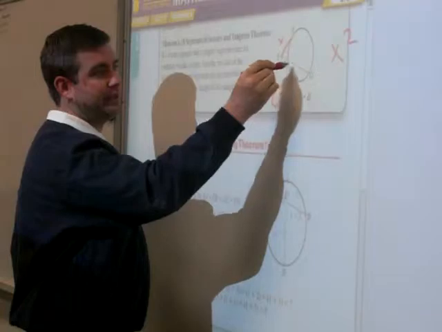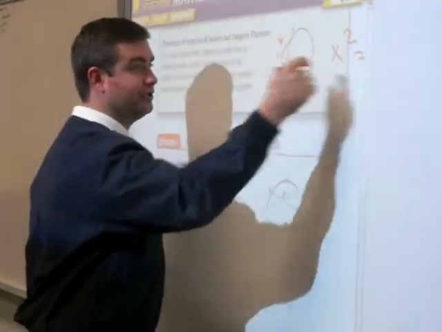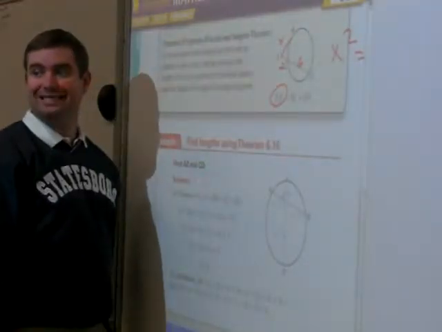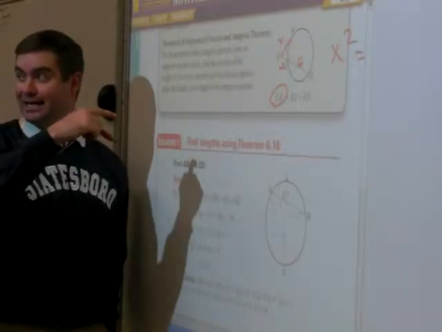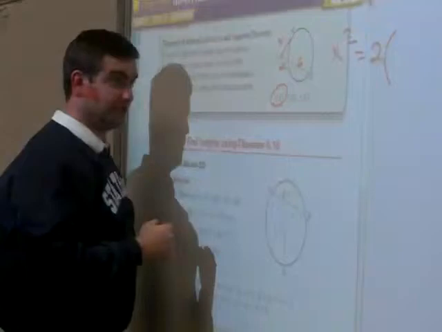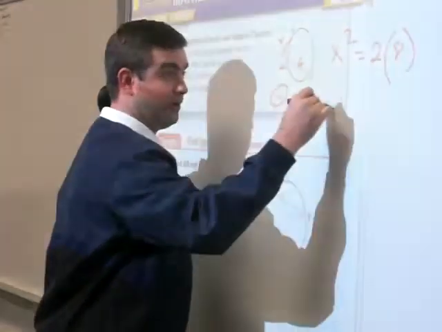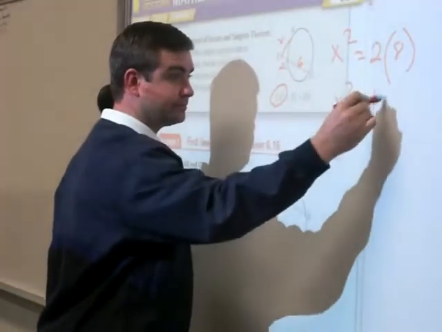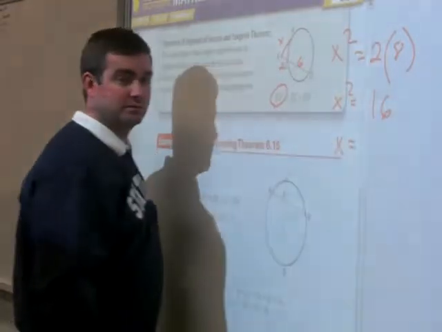Let's do 2 here and 6 here. The good news is down there, we do exactly the same thing. We do the outside times the total. The outside is 2. What is the total? 8. So x squared equals what? 16. What does x equal?